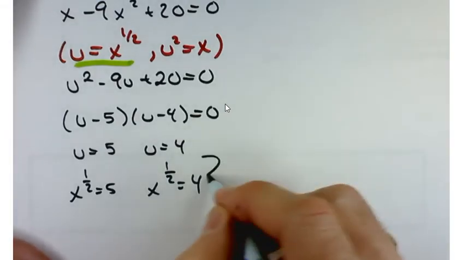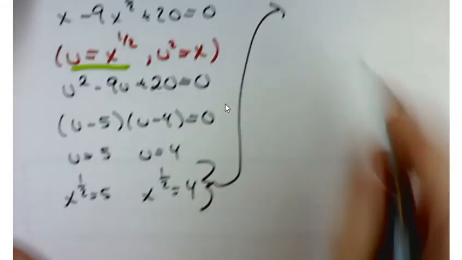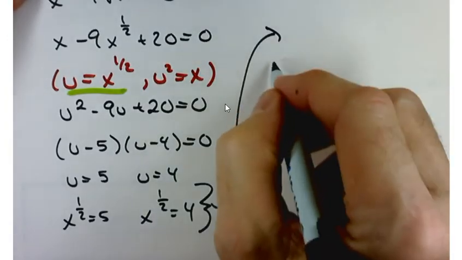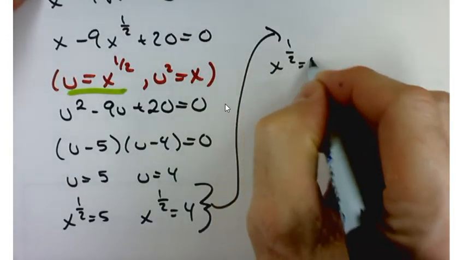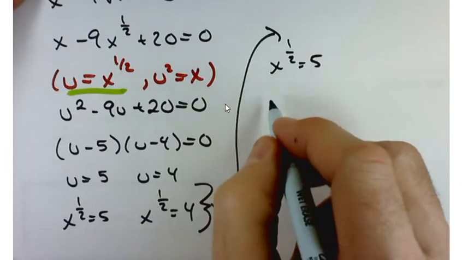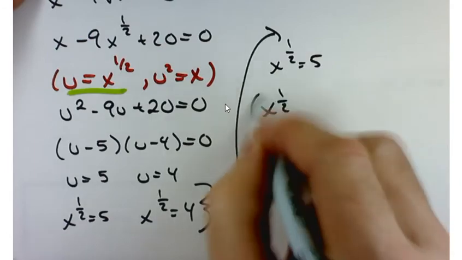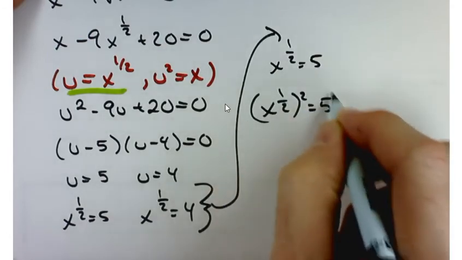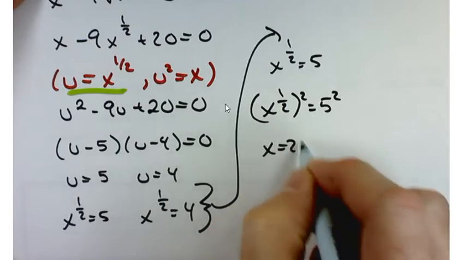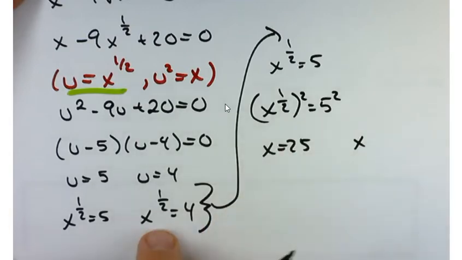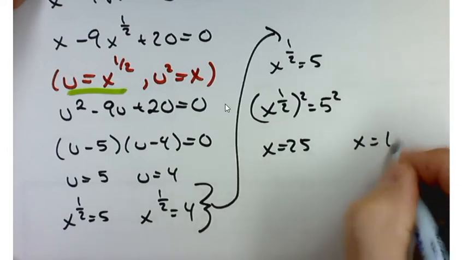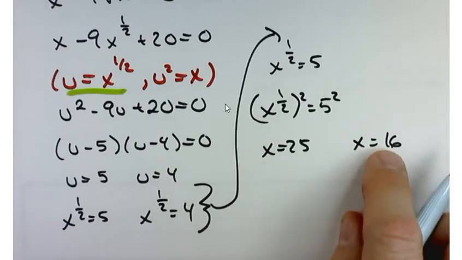So let's finish solving those up here. x to the 1/2 equals 5. What's the reciprocal of 1/2? So if I square both sides here, I get x equals 25. Or when I square both sides here, what do I get? x equals 16. So 16 and 25.